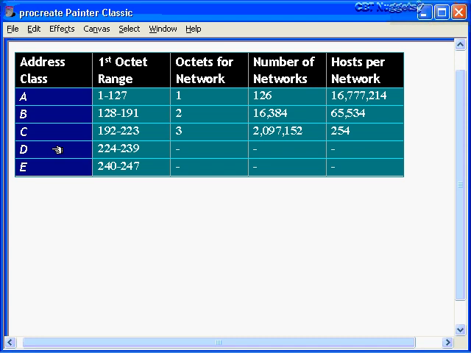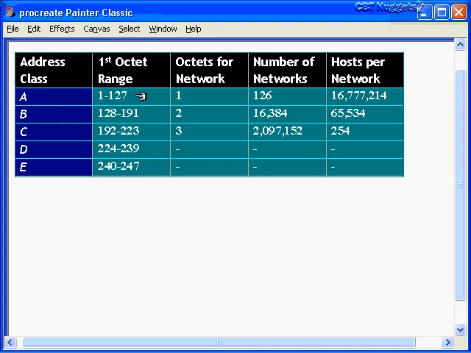Class D is used for multicasting. Again, multicasting is really beneficial to sending information out to a group of people on the internet and addressing them as a group. For example, if you want to do video streaming or web-based training, things like that. And then E is for experimental. We're really concerned with these first 3 ranges, A, B, and C here. And it really gets down to the number in that first octet.